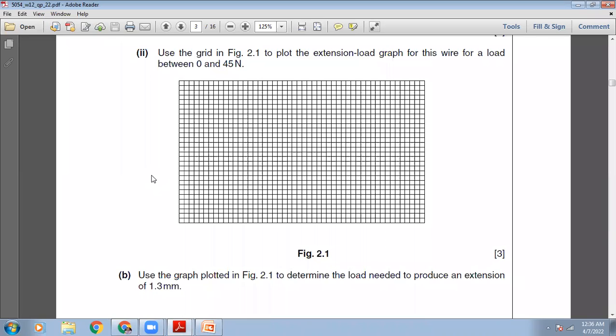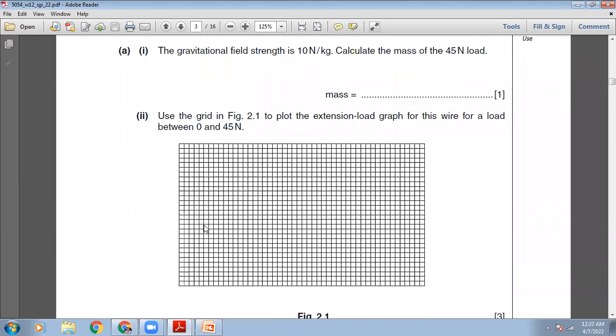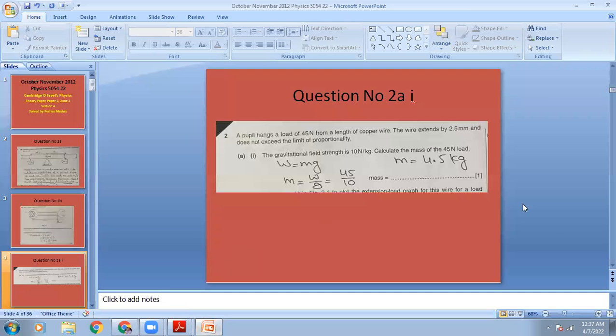Okay, he says use the grid in figure 2.1 to plot the extension load graph for this wire for a load of between 0 and 45 Newton. So here a graph is given, and on the x-axis you will represent the load, and on the y-axis you will represent the extension. And we know 2 points. When there will be 0 load, there will be 0 extension. And when there will be 45 Newton load, the extension produced will be 2.5 millimeter. So it's a 3 marks question.